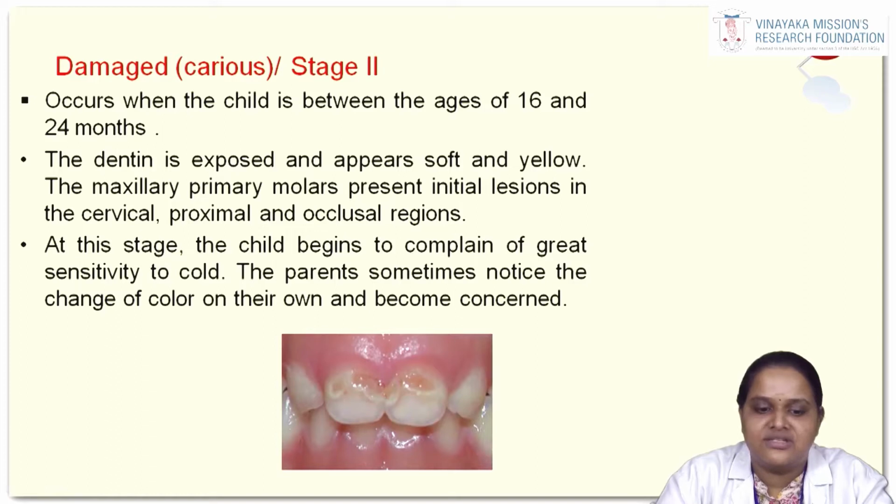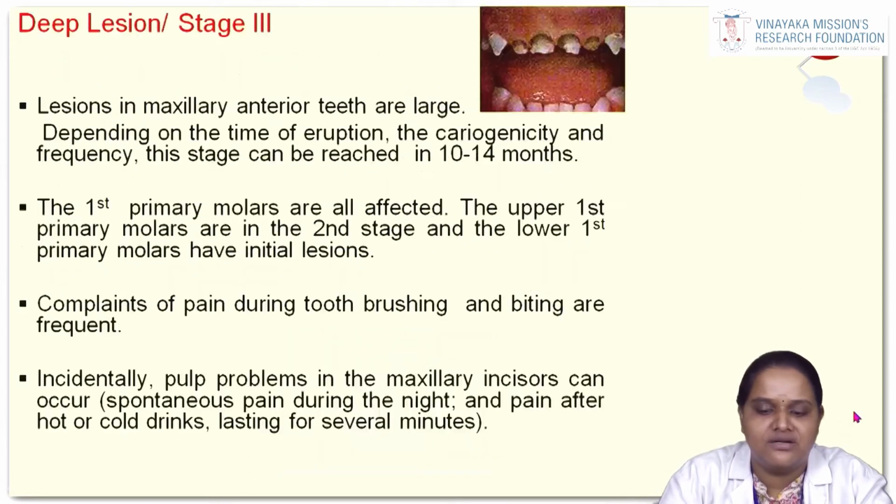So next is the damaged caries or stage 2. Here it occurs in children in the age group of 16 to 24 months. The dentine is exposed and appears soft and yellow. The maxillary primary molars are present with initial white spot lesions found on the cervical, proximal and occlusal regions. At this stage, the child tends to complain of sensitivity on taking cold drinks. The parents sometimes notice the change of color, that is brownish yellow stains on the maxillary incisor teeth, and tend to visit the dentist for treatment.